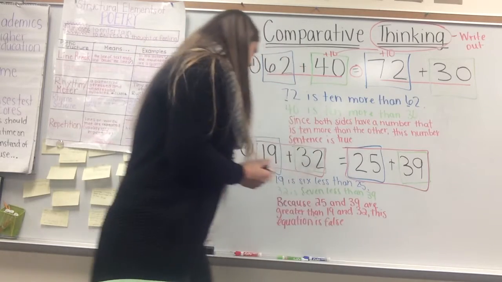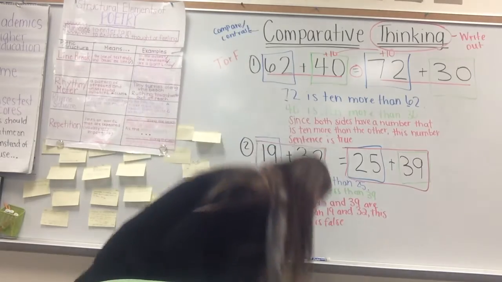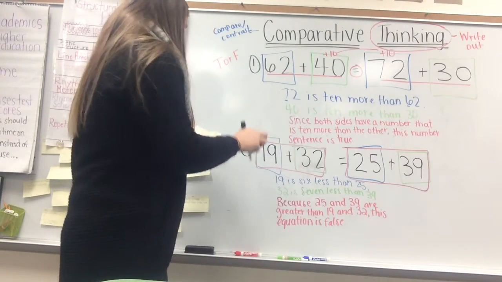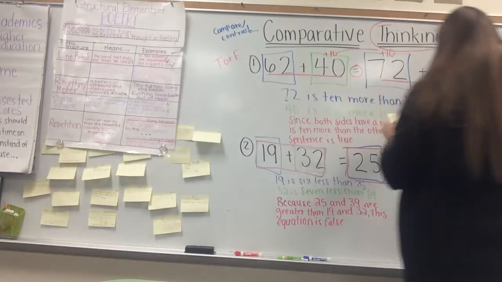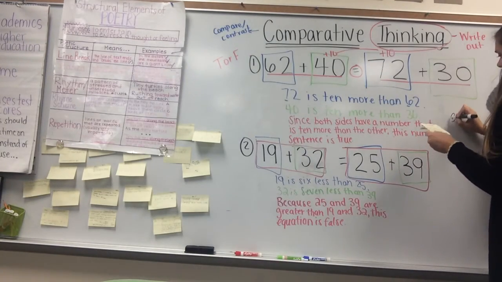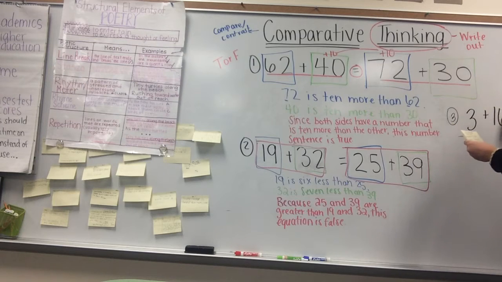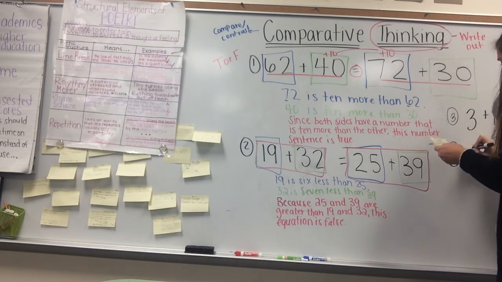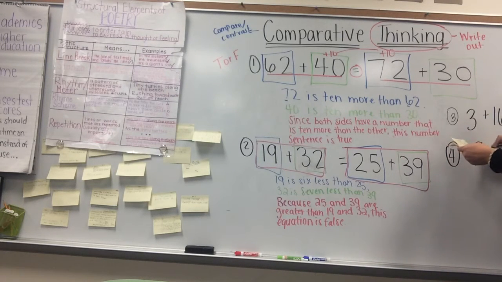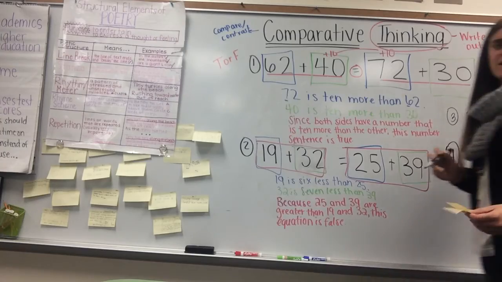So here's the problem I would like for you to try at home. I'm going to kind of make some room over here. You are going to try 3 plus 16. Is that equal to 1 plus 18? And I'd like for you to try 39 plus 42. Is that equal to 30 plus 33? Now I know I kind of ran out of room, so let me move the screen a little.